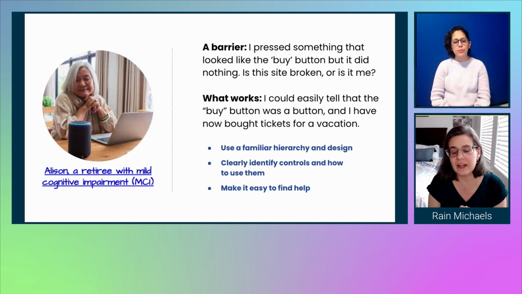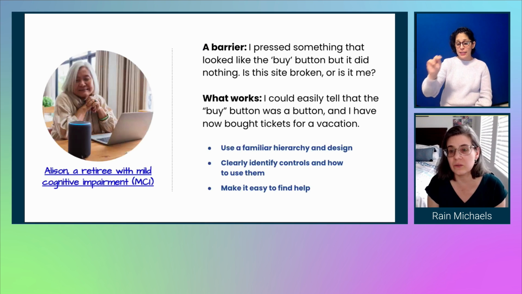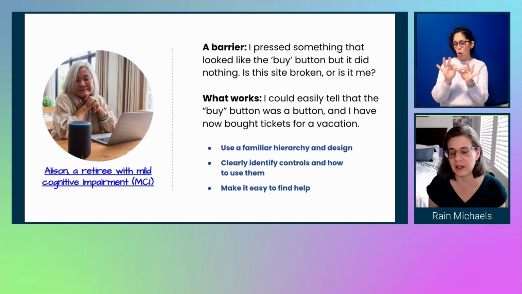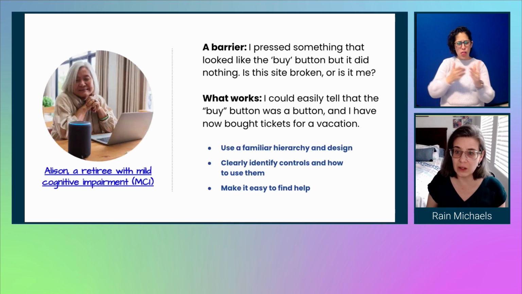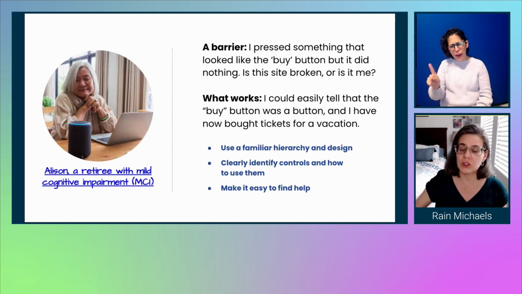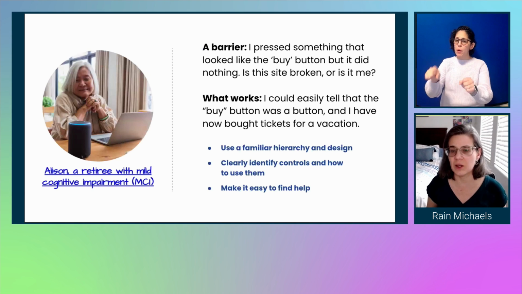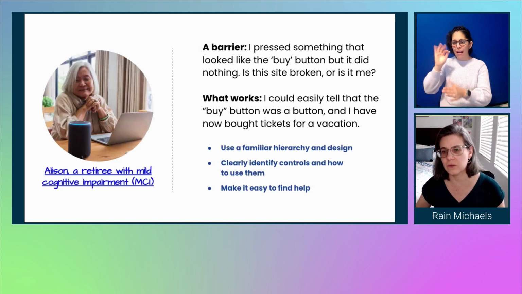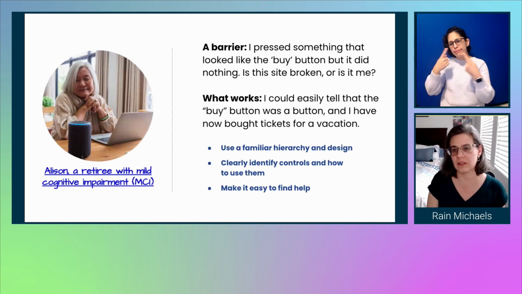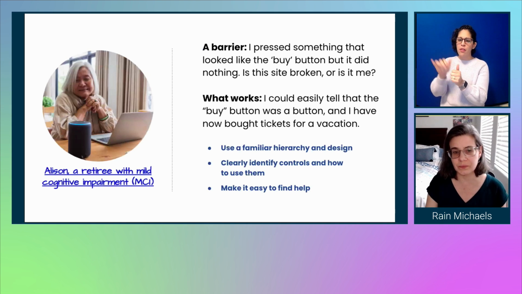And then finally, for Allison, another really important thing to do for her is to make it easy to find help. Allison may not always be able to get through the interface herself. And that should be okay, because it should be possible for her to then find the help that she needs in order to get through the interface with the content creator's assistance.